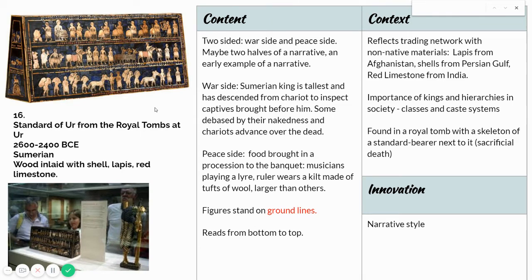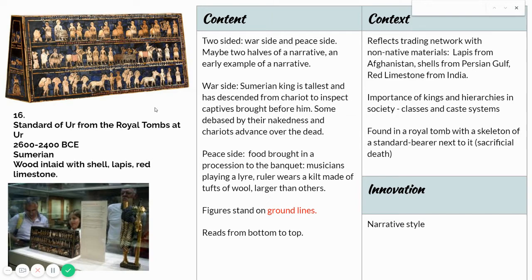And next to the tomb was a skeleton, a human skeleton of a standard bearer. So, a standard bearer was somebody who was part of the king's court, whose job was basically to hold and carry a standard. Now, a standard is usually like a long pole that would display something on it, like a banner or some sort of symbol that shows allegiance, right, to the ruler. And these standard bearers were fully dedicated, and they had no choice, but were fully dedicated to their rulers.